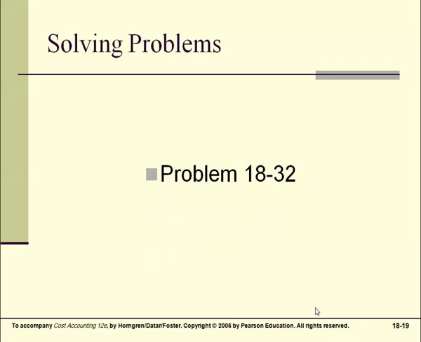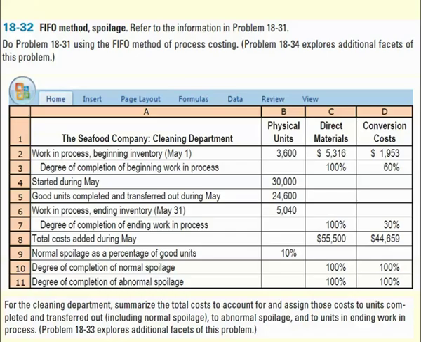Now let's solve problem 1832 using the first-in, first-out method. Refer to the information in problem 1831. Do problem 1831 using the first-in, first-out method of process costing.